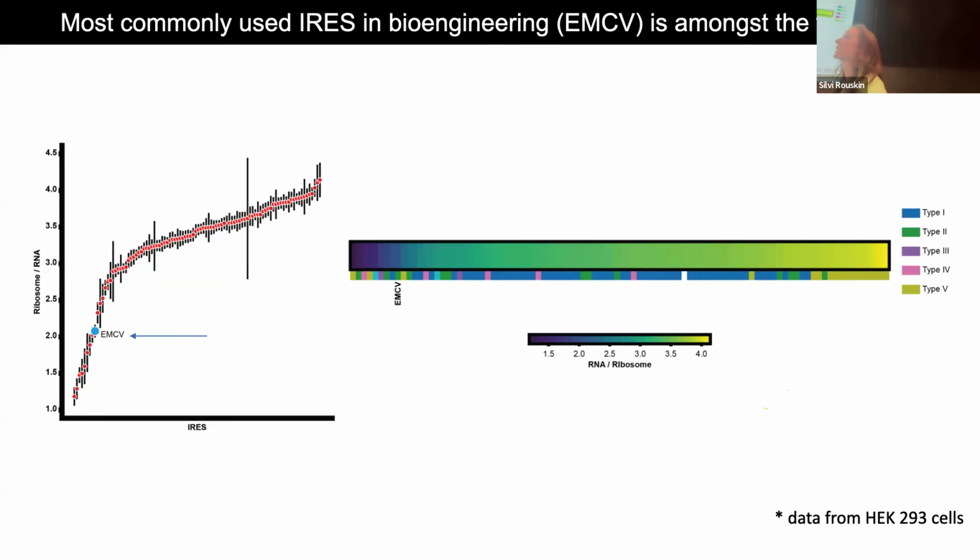And type 5, we know the least about. We actually don't know all the protein factors required for type 5. There may be a couple known or so.